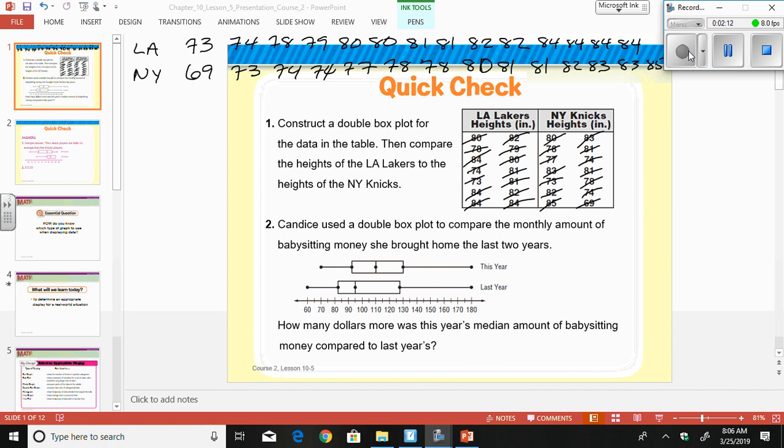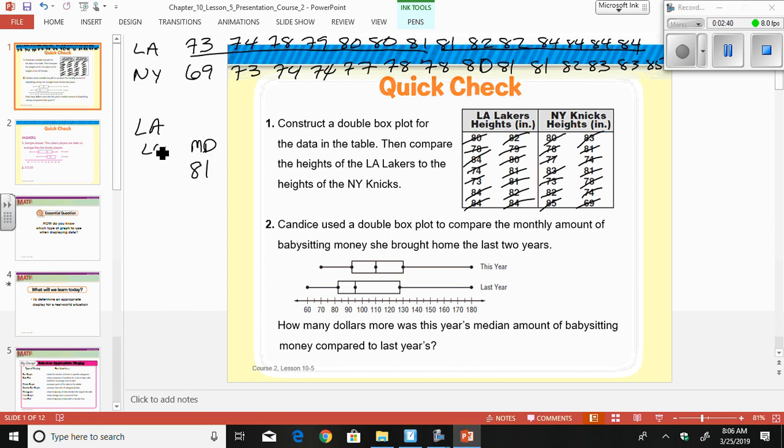So we have 14 numbers here. We need to find the number in the middle, so cut it in half. That's 7 on one side and 7 on the other half. So here is 81. That's our median. So for LA, we have a median of 81.